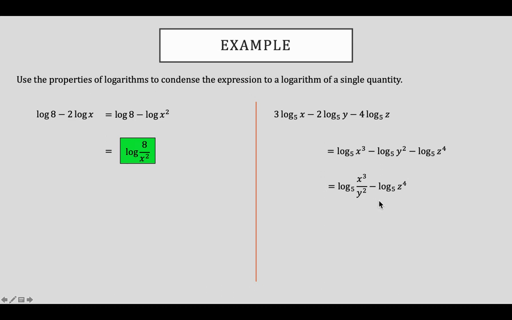Now again, I have two logarithms connected by subtraction. I can use the quotient property once again. This would give me log base 5 of x cubed divided by y squared, divided by z to the fourth. Dividing by z to the fourth is the same as multiplying by 1 over z to the fourth, so that z to the fourth ends up in the denominator of this fraction, to get rid of the complex fraction. So we end up with log base 5 of x cubed divided by y squared z to the fourth as our final answer. Again, notice a single logarithm.